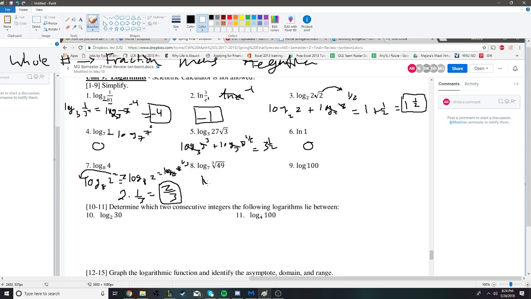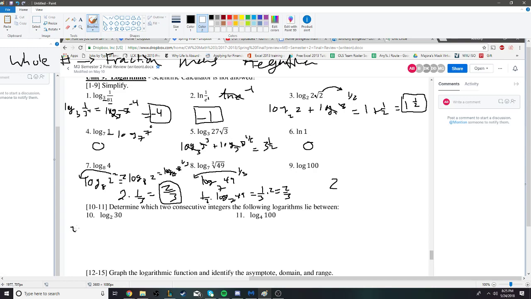This is going to be log base 7 of 49 to the 1/3, and bring that in front. So this is 1/3 times log base 7 of 49. 7 to what power is 49? That's 2. So 1/3 times 2 is 2/3. And log of 100 is just 2.